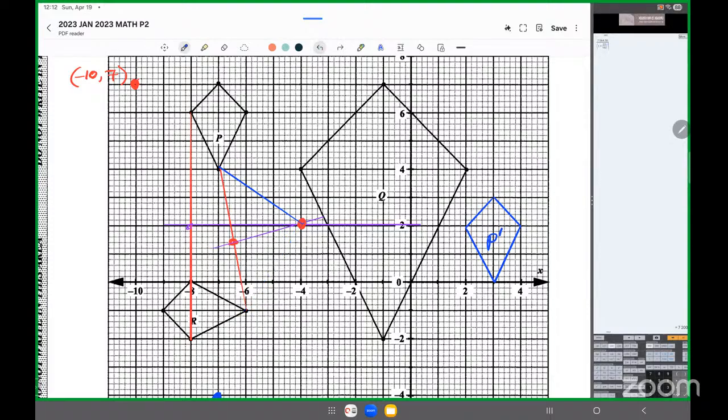Try another point. Let's say we use this point up here down to this point over here. Again, that is 90 degrees. You see it? So again, you can see that the rotation around here is 90 degrees. So that proves that the center of rotation is this.